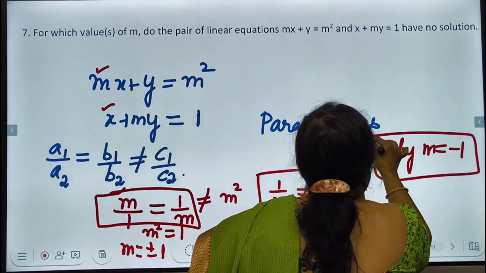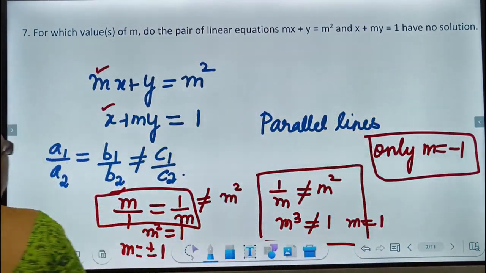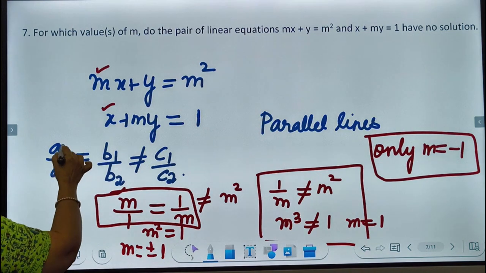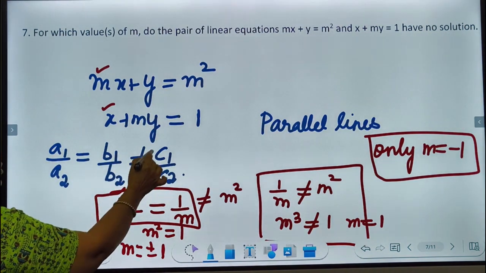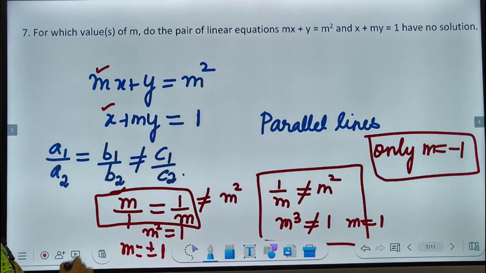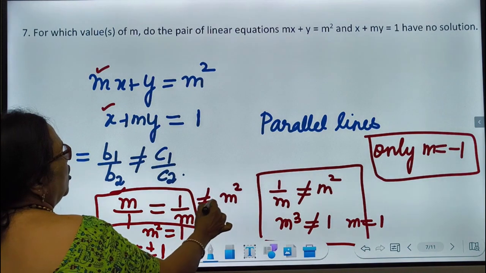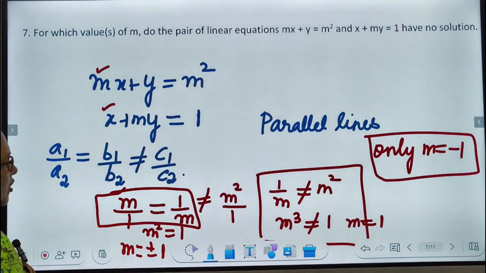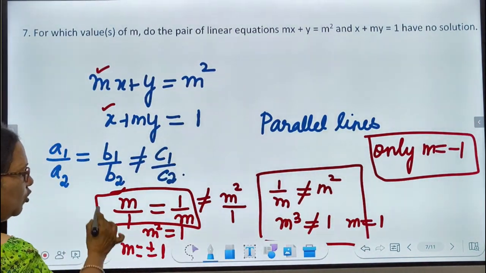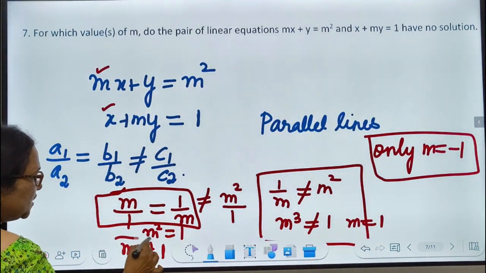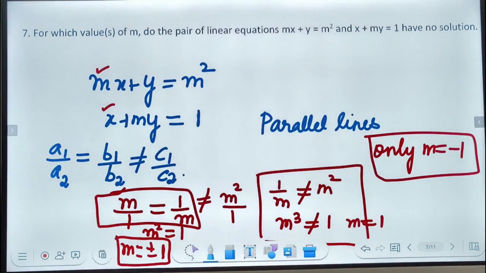So this is the most important part. When two straight lines represent parallel lines, they have no solution. And what is the condition? A1 by A2 equal to B1 by B2 not equal to C1 by C2. So m by 1 is equal to 1 by m not equal to m square by 1. First I am taking this alone. What will I get? Cross multiplying, m square is 1. From this I get m equal to plus or minus 1.